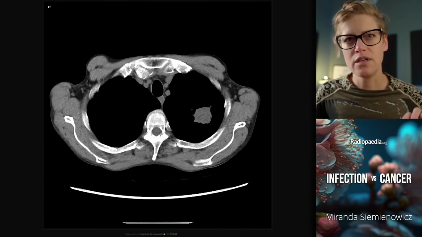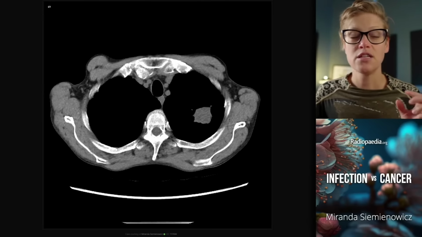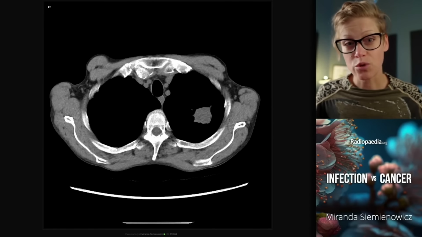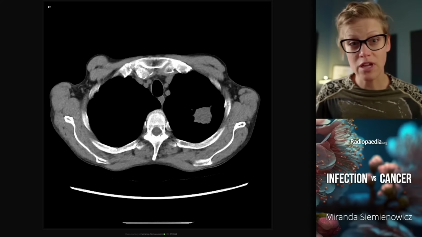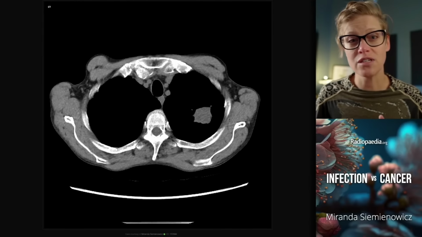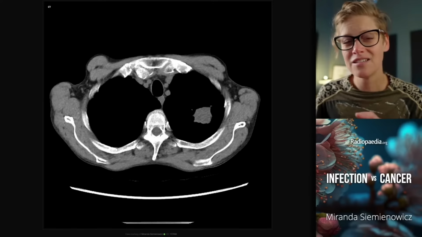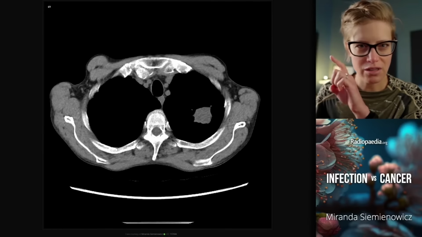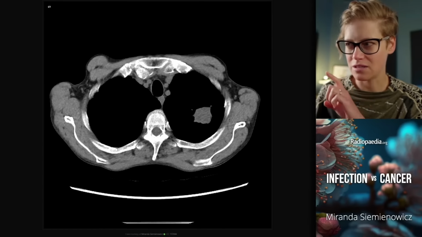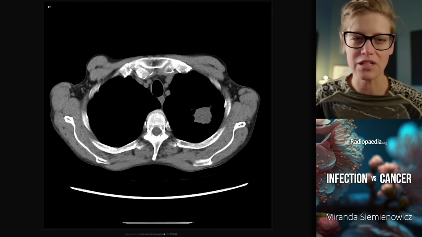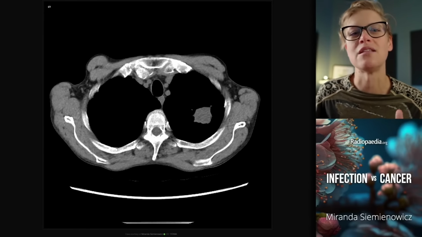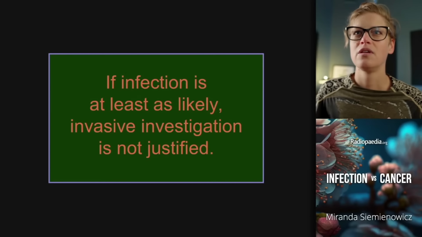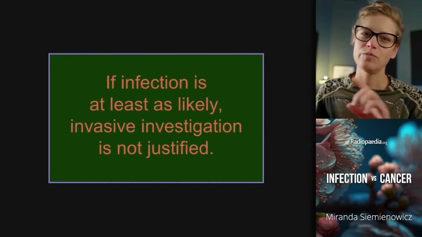So when the clinician comes back to you and says, the bronchoscopy was non-diagnostic, we need a biopsy, it's your job to put on the brakes and to stop any further invasive workup, because when infection is at least as likely, in this case it's much more likely, infective, inflammatory, benign causes are the overwhelming cause and the confident cause of this lesion. But when infection is at least as likely, invasive investigation is not justified. And that's your job.